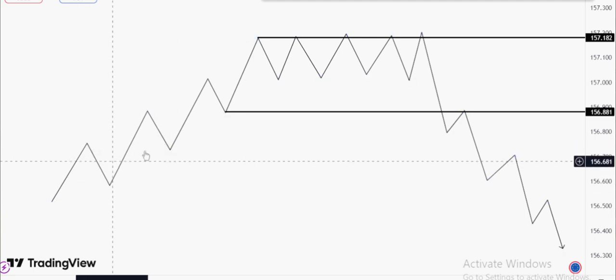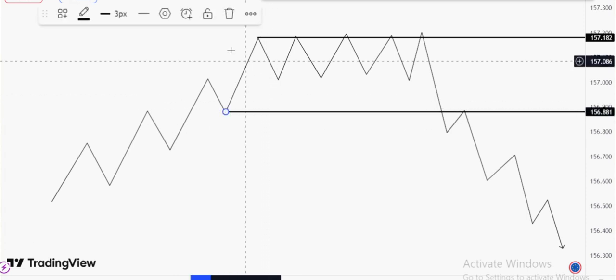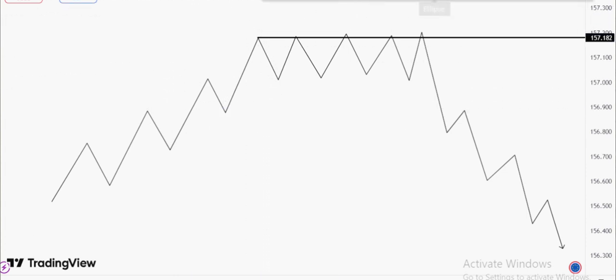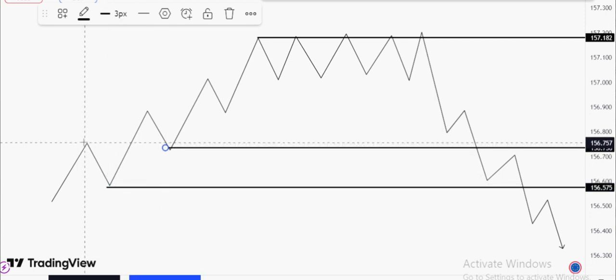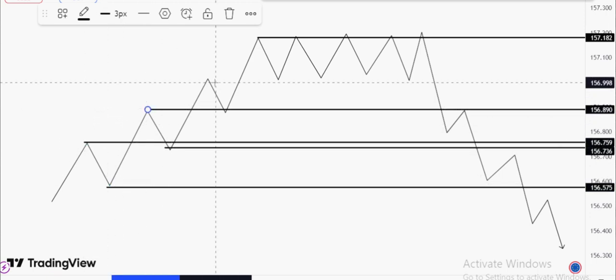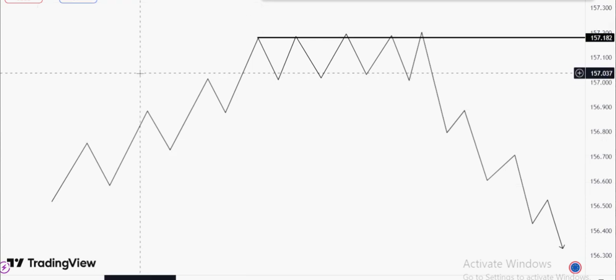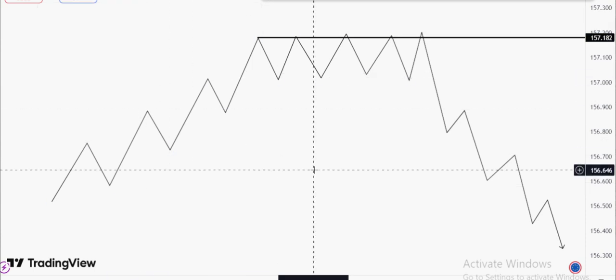So every single one of these places is a significant area, right? The reason why key levels again are important is because prices do not just move out of nowhere.